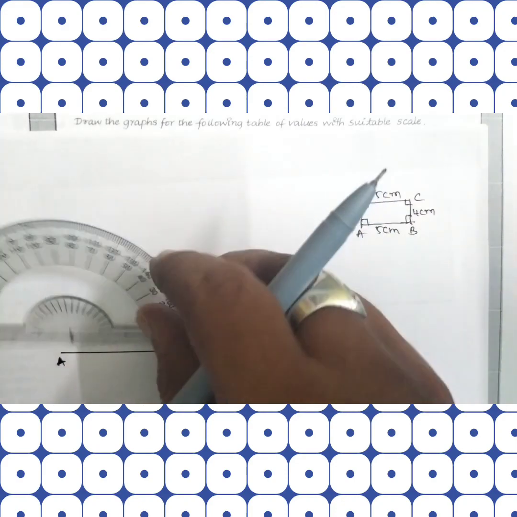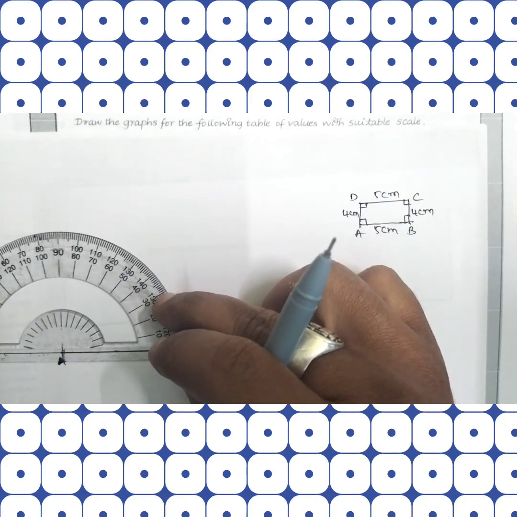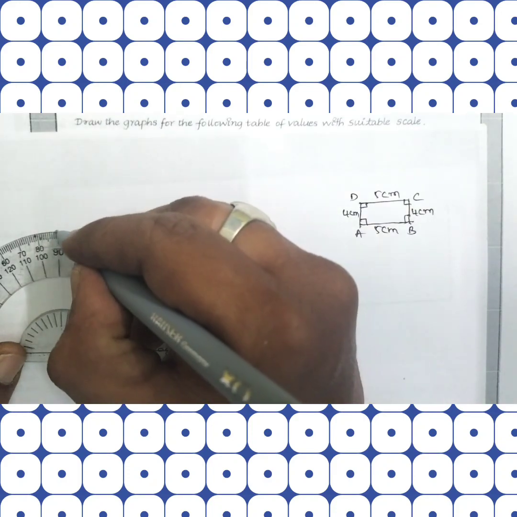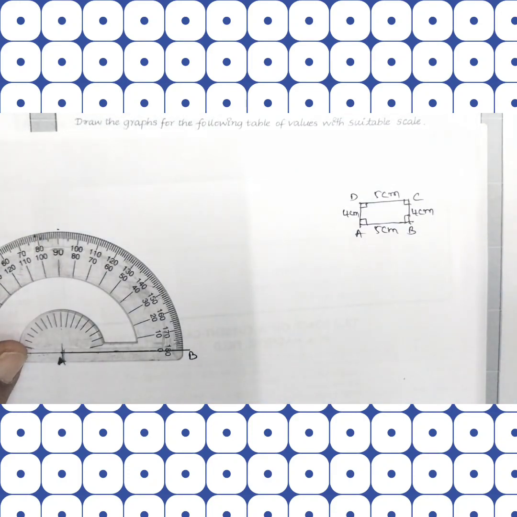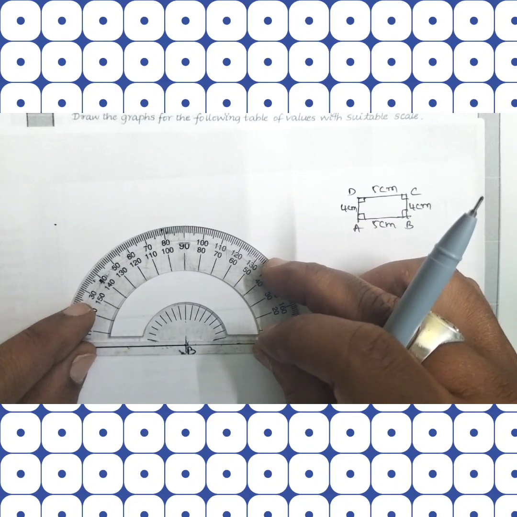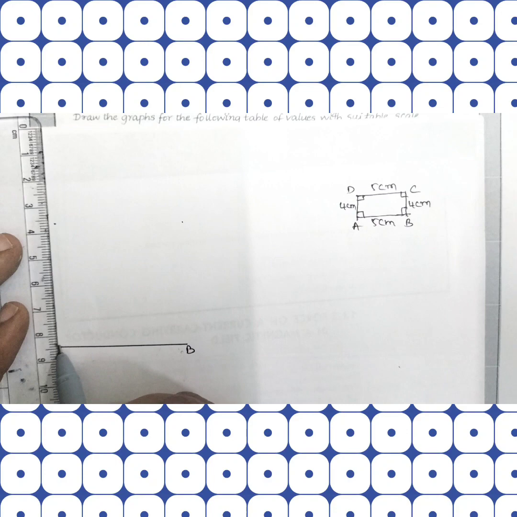Now you take the protractor, you keep the protractor at A. Center of the protractor should be at A and protractor line should coincide with AB, and you mark 90 degree. The same we have to do at B also. Keep the protractor center at B and again you mark 90 degree. So now just you draw one line, no measurement.